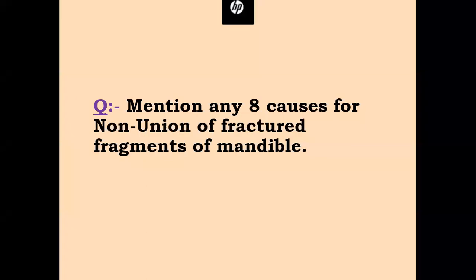Okay, so moving on to the most frequently asked SAQs in the MUHS exam. The first one we will be taking up is: mention any 8 causes for non-union of fractured fragments of mandible. As we were taught in the HSET sessions, when beginning an SAQ, we are supposed to give 2-3 lines of introduction and then start with the SAQ.